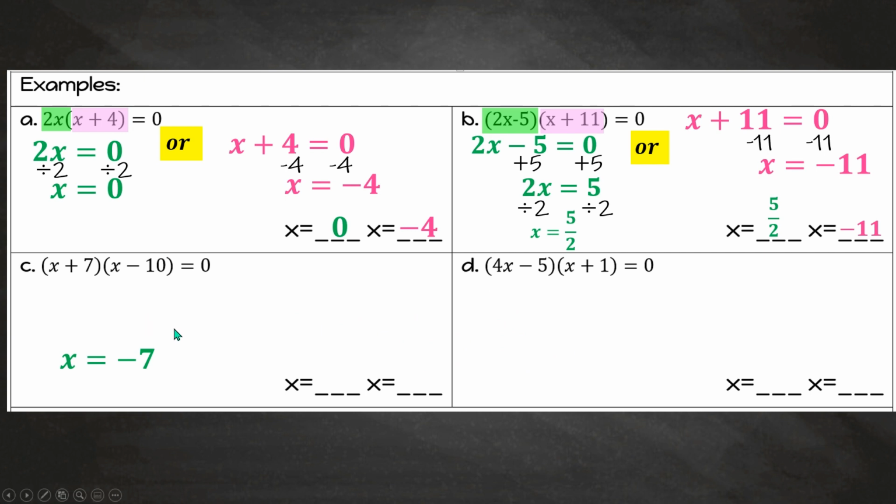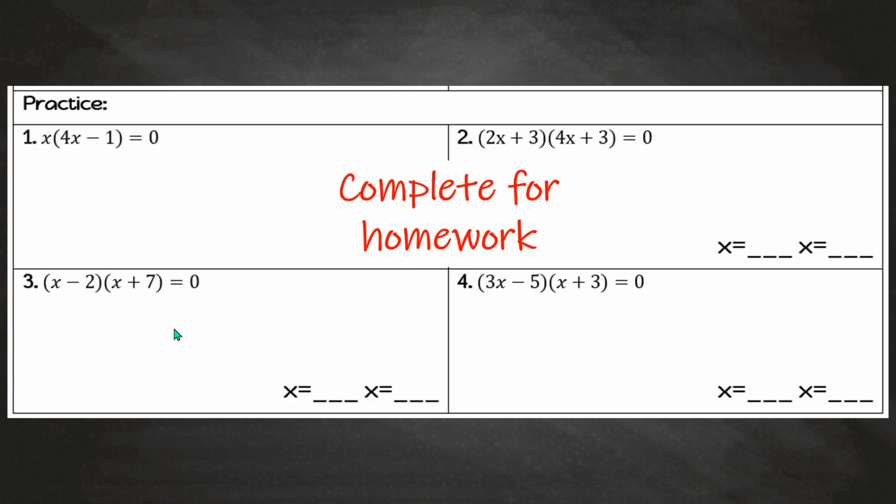And once we did the work, you should have gotten x equals negative 7 and x equals 10 if you did it correctly. Then we have x equals 5/4 and x equals negative 1. All right, this is going to be some practice work for you to complete outside of the classroom.